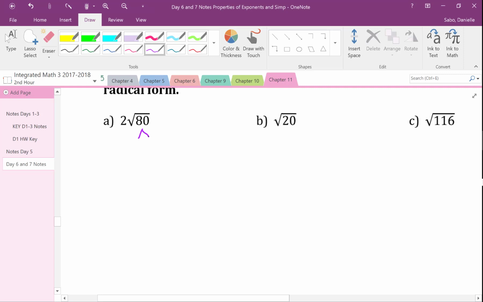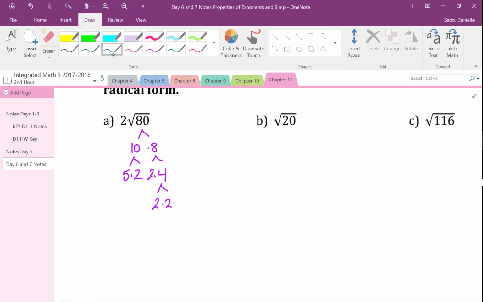But what two numbers go into 80? 10 and 8. Okay, can I reduce them even more? Yeah. 10 breaks up into? And then 8 breaks up into? 2 and 4 breaks up into? Okay, now be careful.